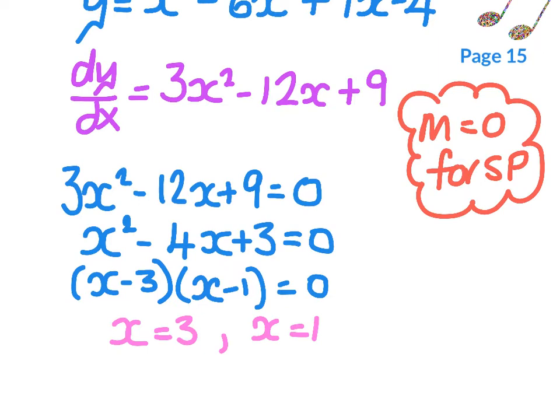This means there are 2 stationary points on this curve. So far we've calculated the x coordinates of both points. So what I'm going to do next is calculate the y coordinates. So then I'll have the actual 2 sets of coordinates. And then for each one, we'll work out the nature of those points. So are they maximum turning points, minimum turning points, rising or falling points of inflection?